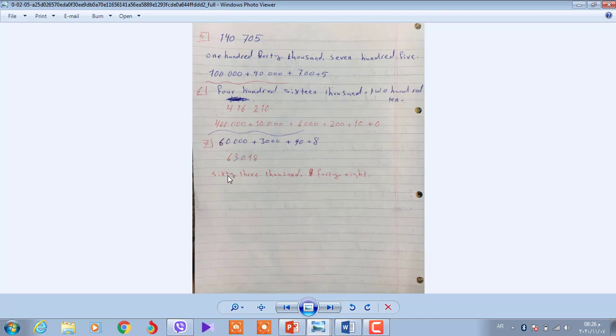63,048, so we write down by word form 63,048, dear student. And now we are studying the millions, dear student. We have 10,000, 100,000 and 1 million. After we have the hundreds place, we have the millions place, dear student. For example, we have ones, tens, hundreds, thousands, 10,000, 100,000, million and 10 million.